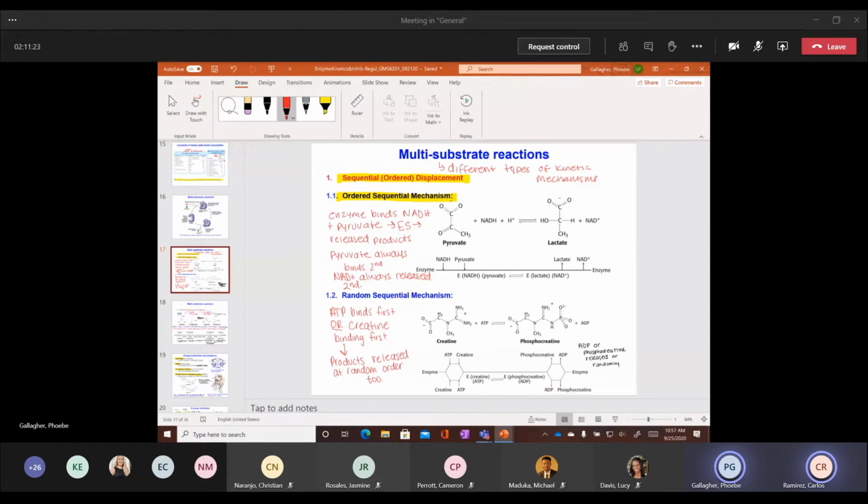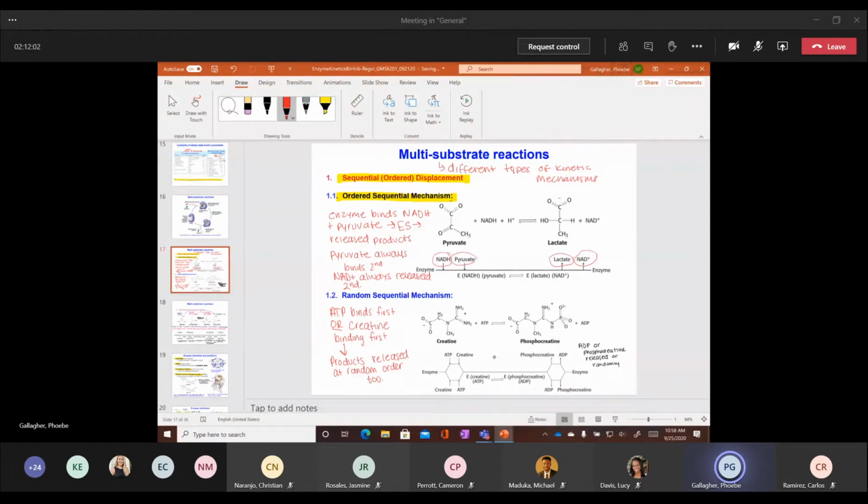Okay, yeah. So for ordered, can you see my screen, by the way? Sorry, yeah, I can see it. Okay, cool. So for the ordered sequential mechanism, you're always going to have, like in this example, NADH binding first, then pyruvate binds, then lactate is released, followed by NAD+. In the next reaction, you're going to have NADH binding first, pyruvate binding next, then lactate, then NAD+, and it's the same order over and over again.